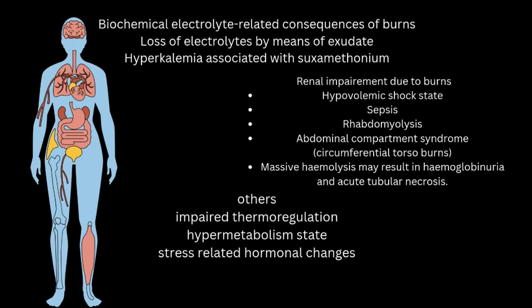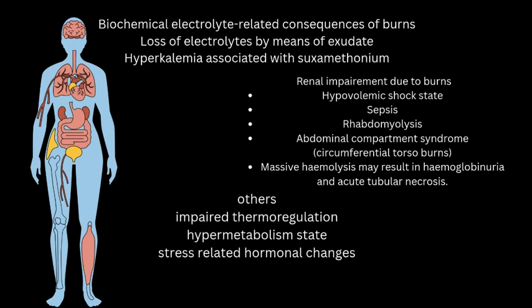Next is the renal impairment related to burns. This can be due to multiple factors, including hypovolemic shock state, sepsis, rhabdomyolysis, abdominal compartment syndrome due to the circumferential torso burns, and also massive hemolysis causing hemoglobinuria, overwhelming the kidneys, causing kidney injury and acute tubular necrosis. Remember that renal impairment does affect mortality in the patient.